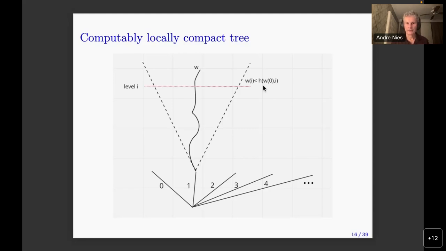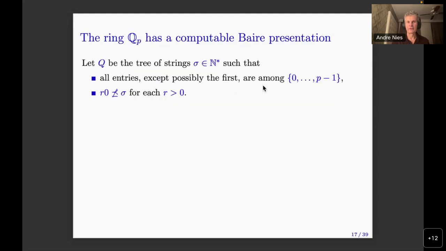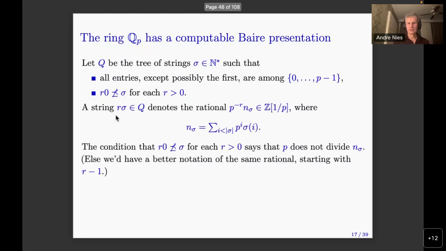And the examples naturally give such a definition of a tree. For instance, Q_p, the p-adic numbers. Well, what's the tree? Call it Q here. All the entries, except possibly the first, are from 0 to p minus 1, the digits. And also I want that if the first entry is not zero, then the next entry is also not zero. So these are easy computable conditions on the string.